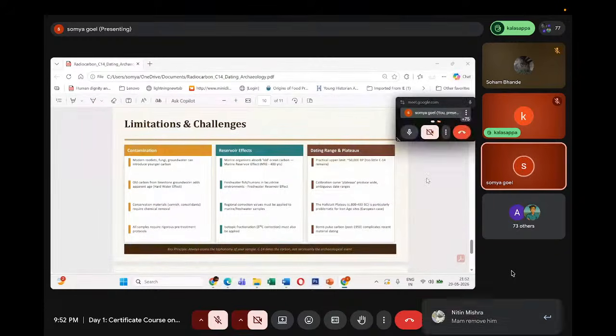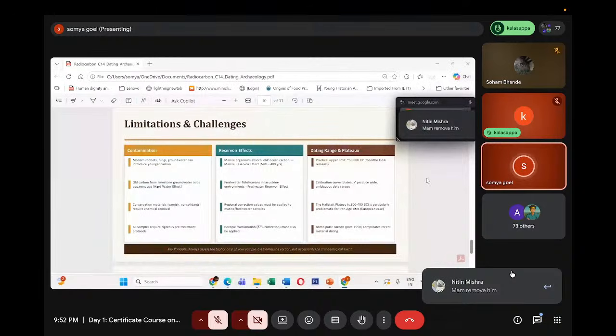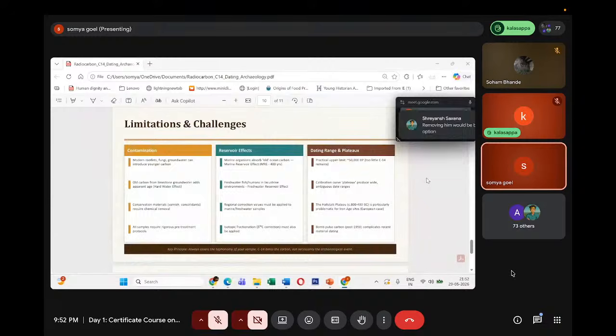Okay, so we were talking about the plateau problem. When we're looking at calibration curves, these curves are not always perfect. They also have plateau-type features in them. What happens is the atmospheric carbon 14 ratio changes over centuries. It does not remain constant, right? So we have these plateaus, where a single raw carbon date maps to an extremely wide range of possible calendar dates, and sometimes it can go on for centuries, like 2 centuries or so.